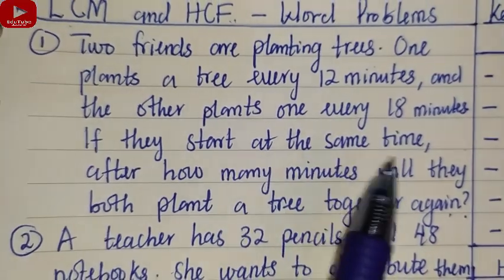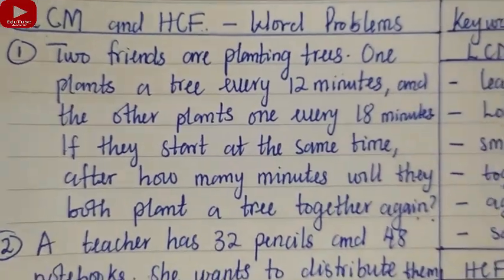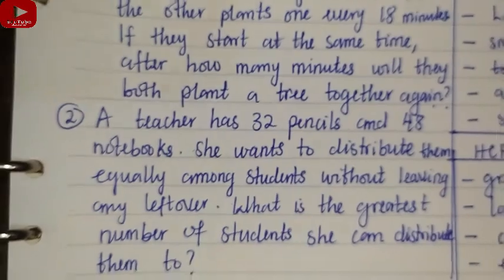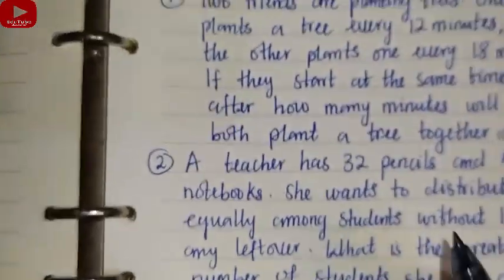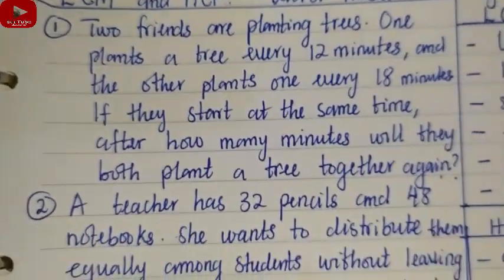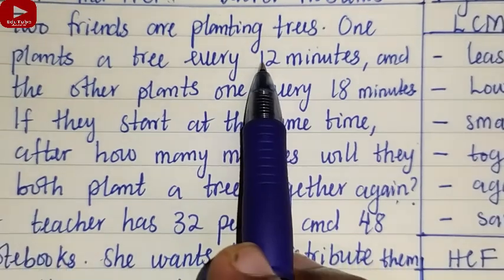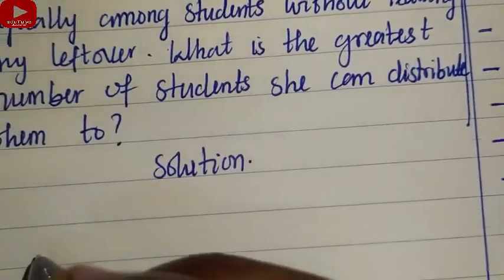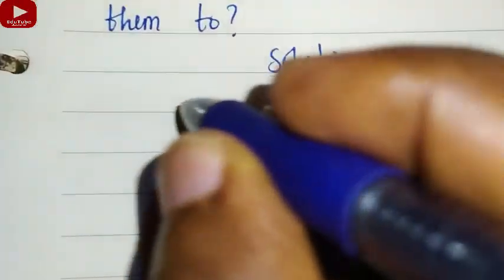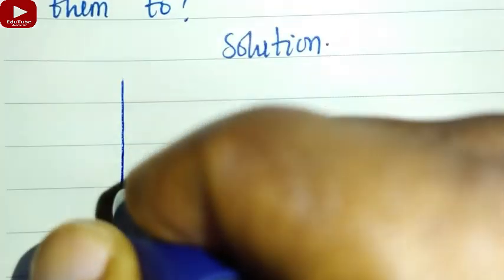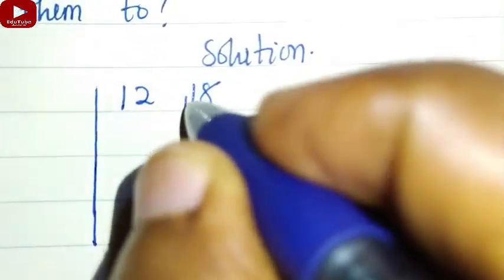Okay, so now that we know that this problem is on LCM, let's jump straight to solving the problem without wasting any more time. Since the problem is on LCM, we're basically going to find the LCM of 12 minutes and 18 minutes. So I'm going to use the prime factorization method. So I'm going to find the LCM of 12 and 18.